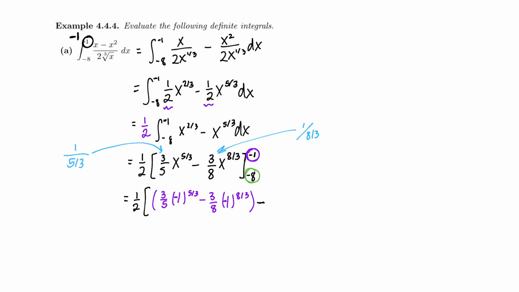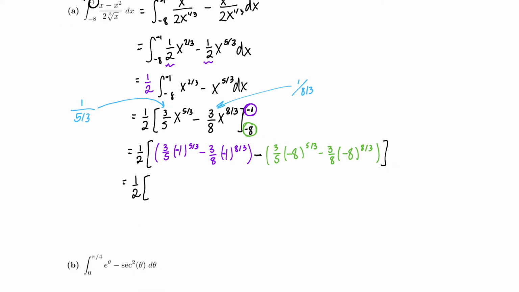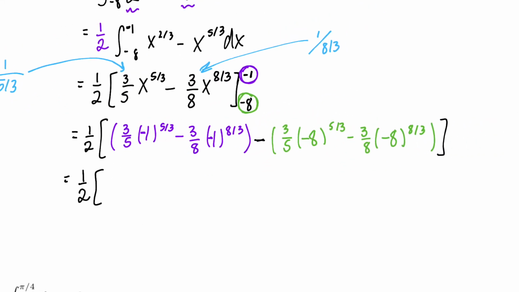And now we're plugging in our lower bound, which is -8. So plugging in -8, we have 3/5 (-8) to the 5/3 minus 3/8 (-8) to the 8/3. And then, just kind of do the math a bit slowly.